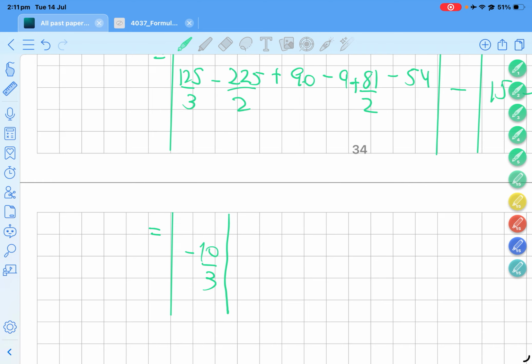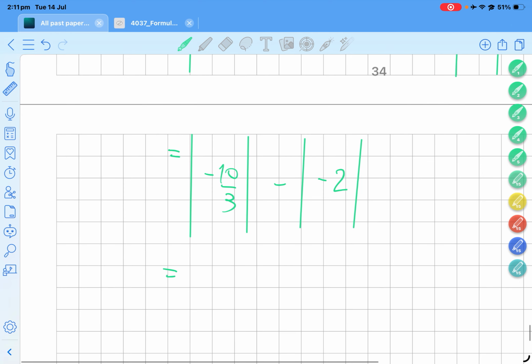So modulus of that, and then minus the modulus of minus 2. So what is 10 by 3 minus 2? Well, that's 4 over 3.